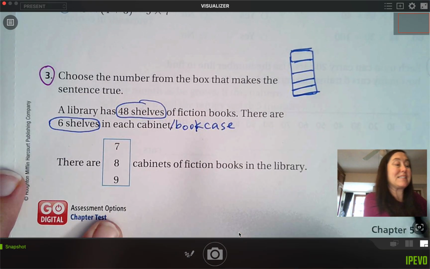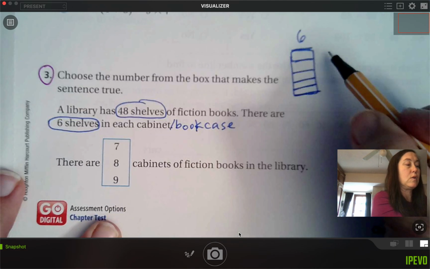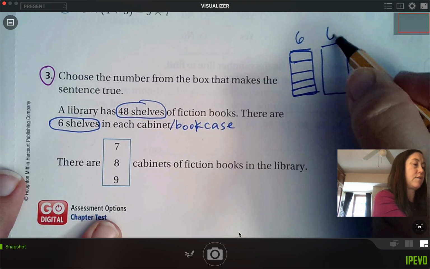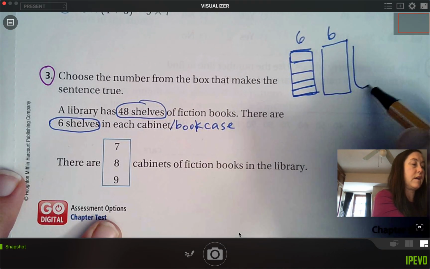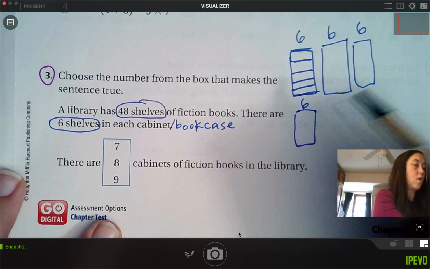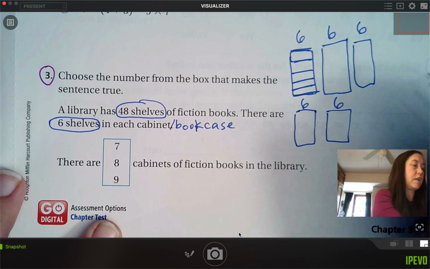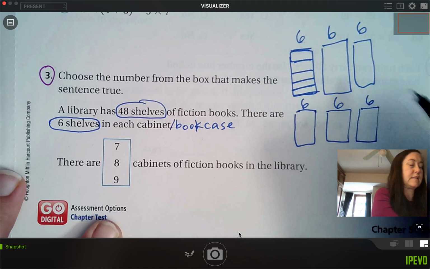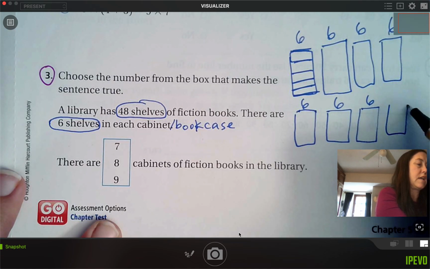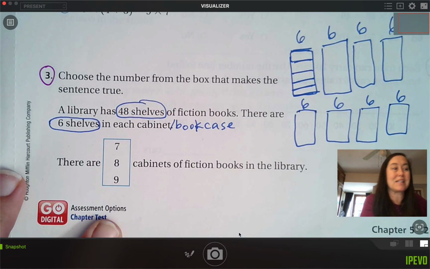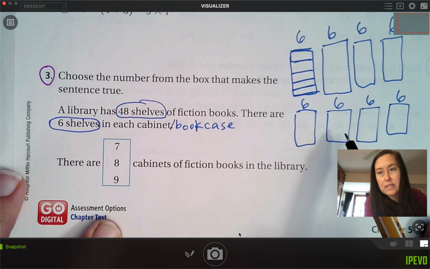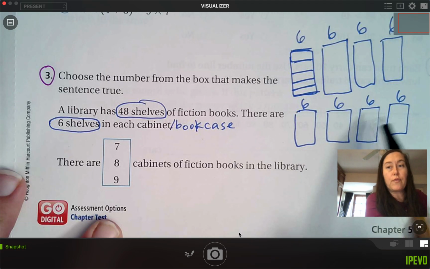So I'm counting by 6s, right? 1 holds 6 shelves. 2 holds another 6. 6, 12, 18, 24, 30, 36, and the spider said 42, 48. If I'm counting by 6s, I'm ending at 48.